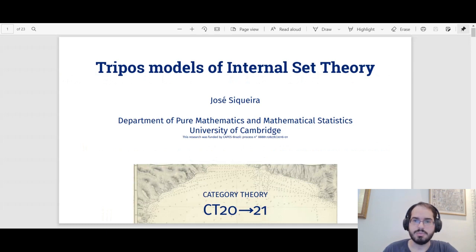So this talk is on Tripos models of internal set theory, which is an attempt to categorify a certain kind of set theory developed by Edward Nelson that had the purpose of creating a syntax that makes the methods of non-standard analysis more accessible to mathematicians that are not as well acquainted with mathematical logic.